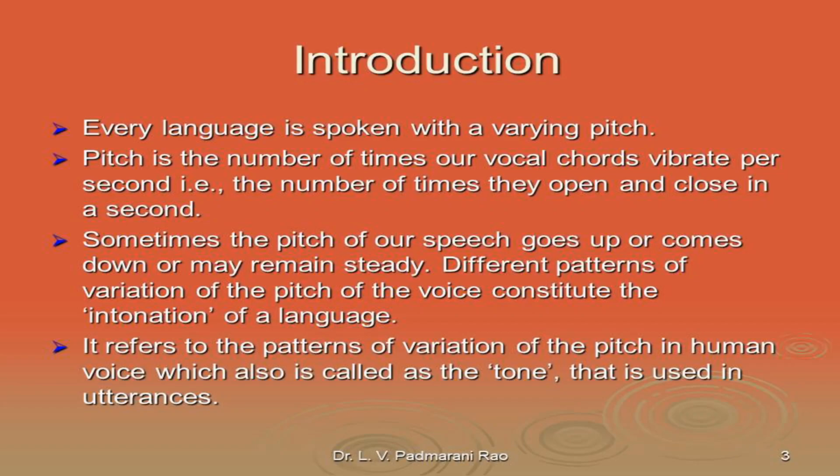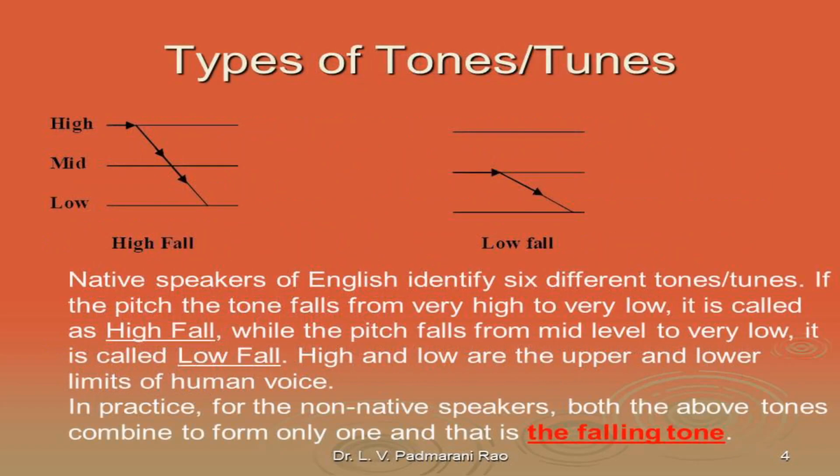Depending upon the type of the pitch that has been used, the language is supposed to be intonated. It refers to the patterns of variation of the pitch in the human voice, which is also called the tone, that is used in the utterances. Let us see what these tones or tunes are. In the diagram, you could see high, mid, and low. The high is the highest limit of the human voice. Low is the lowest limit of the human voice, and mid is exactly the middle.